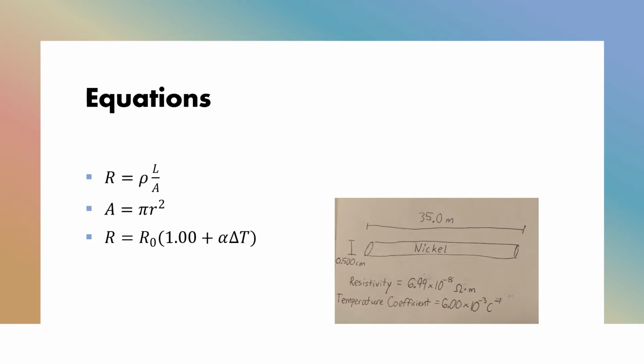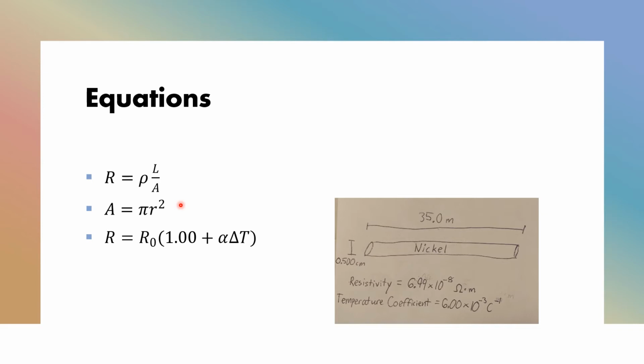In order to solve both parts of this problem, we're going to need to use a total of 3 different equations. To find the resistance of the wire, we're going to use the first equation listed here, which reads resistance equals resistivity of the material of the wire times length of the wire over area of the wire. We already know the resistivity of the wire, as well as the length of the wire. However, we do not know the area of the wire, which is where this second equation comes into play. This is the equation to find the area of the wire, which reads area equals pi times radius of the wire squared. These two equations are what we are going to use to solve part A.